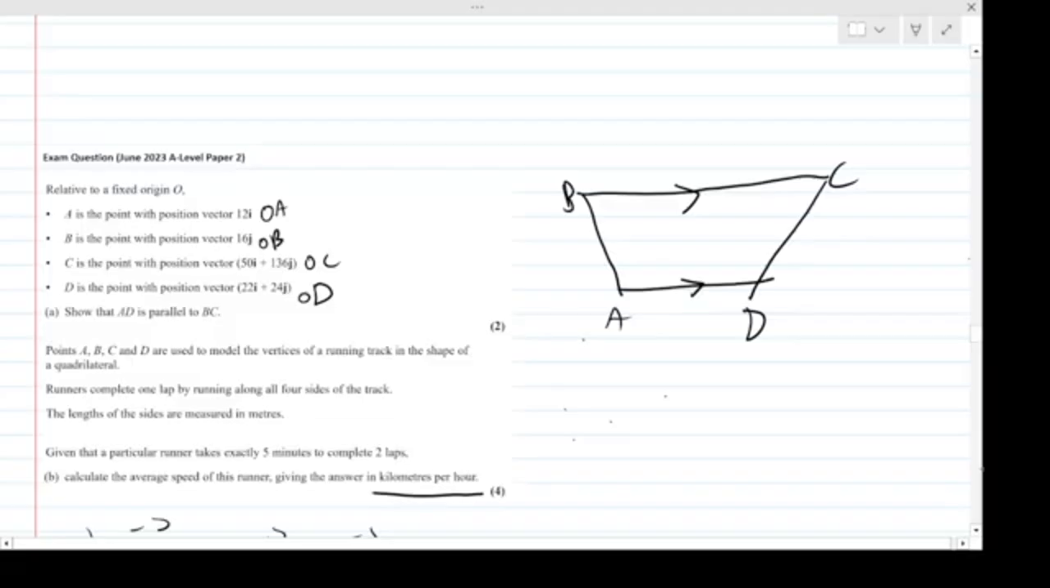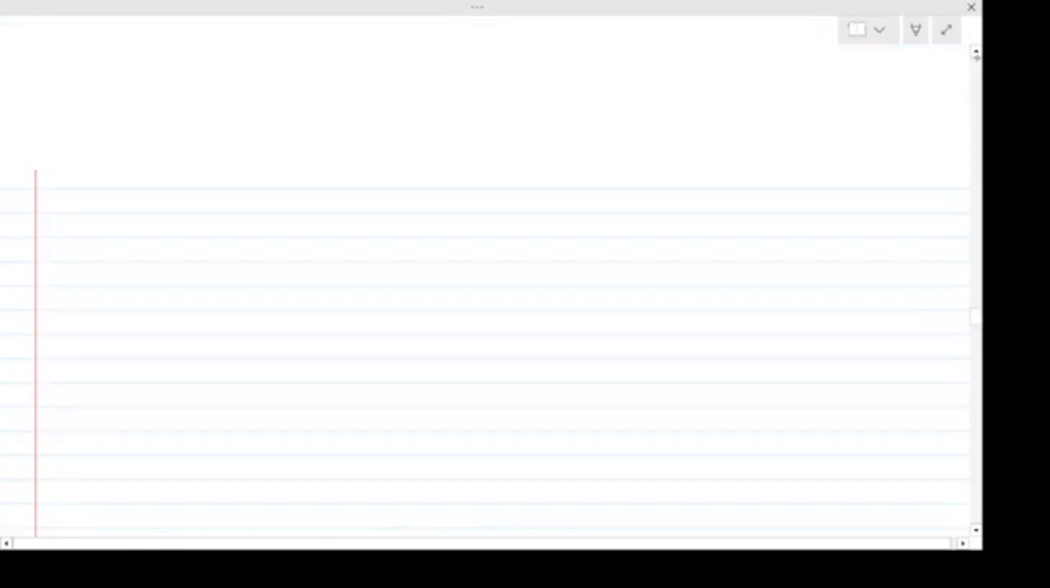Now, we are also told that runners complete 1 lap by running along all 4 sides of the track. Well, hang on a minute then. If we can work out the vectors of each side, then we can find the magnitude of all the sides. That will then give me the distance of the lap, by adding them all together. Let's do that then. I'll do it up here.